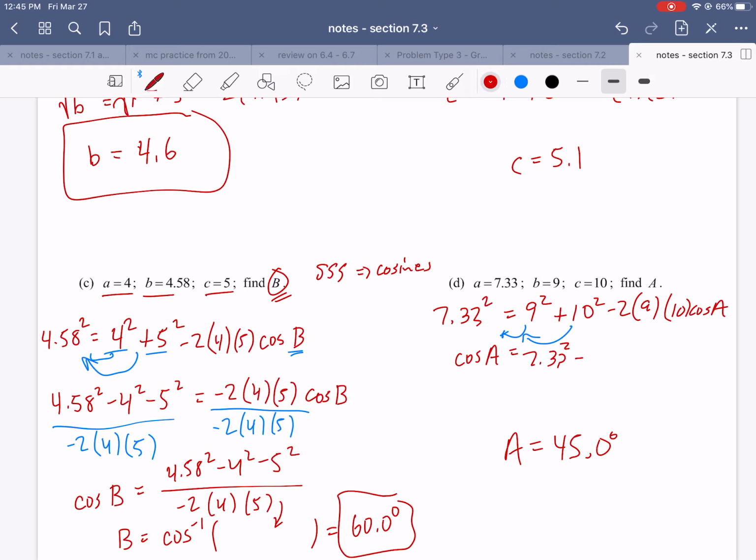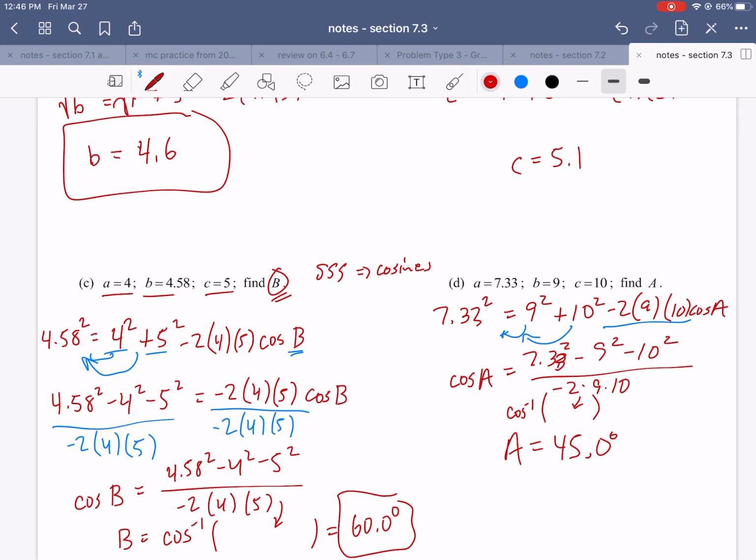7.33 squared minus 9 squared minus 10 squared. And then the next thing would have been to divide by negative 2 times 9 times 10. I'm going to erase this and just make it look a little nicer so that it's a little bit more clear. Cosine of A is equal to that fraction. And so to get A by itself, we would take the cosine inverse of that number and end up with 45.0 degrees.